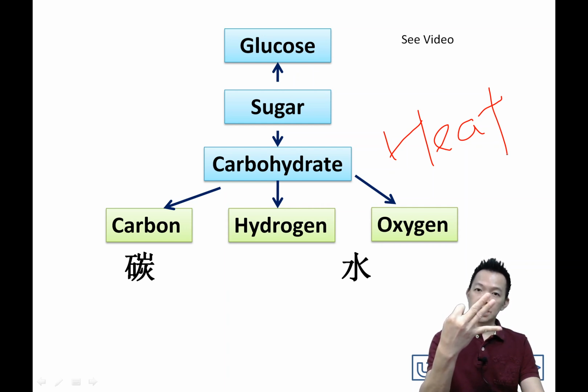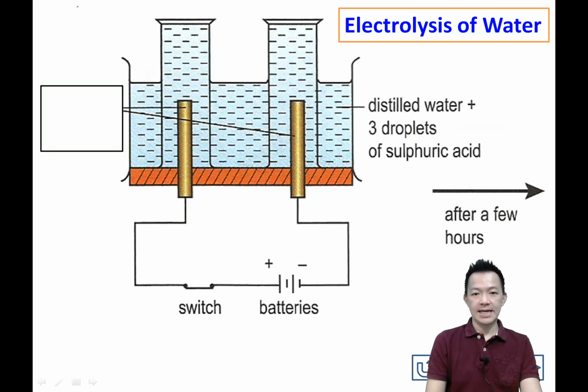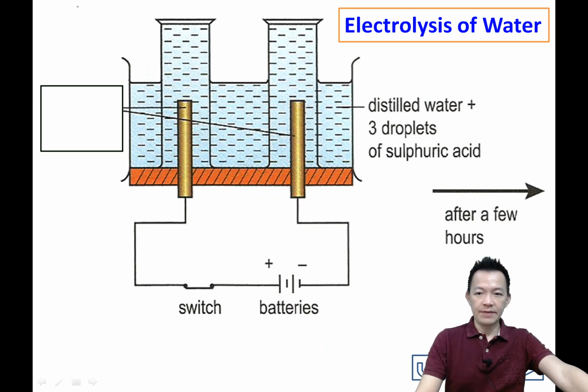H2O. Water is H2O. Okay, 2 hydrogen and 1 oxygen. But how is the process? Prepare experiment: electrolysis of water, using electricity to split the water. So what to do now?